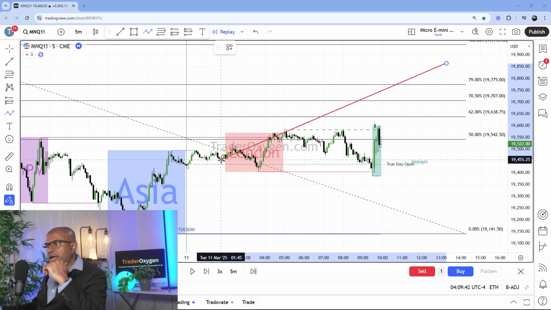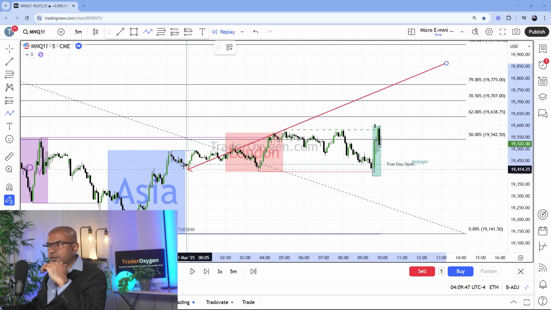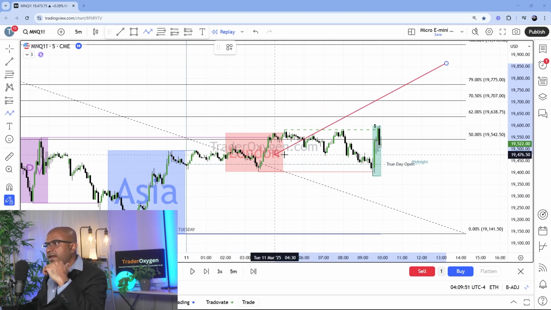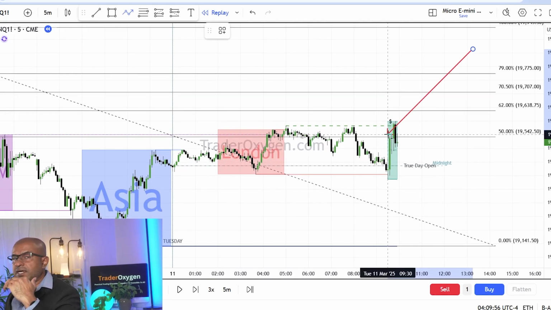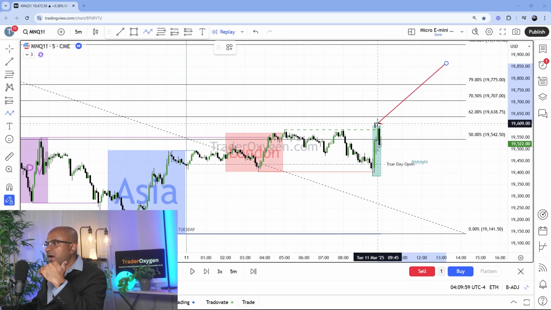So what is possibly happening here is at the end of the Asian session, the price has accumulated and then the price moved up for the manipulation part to trap traders. So this is the concept of daily power of 3. So smart money can sell into those trapped traders.